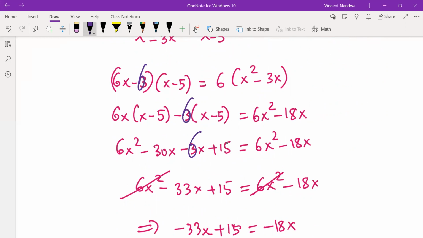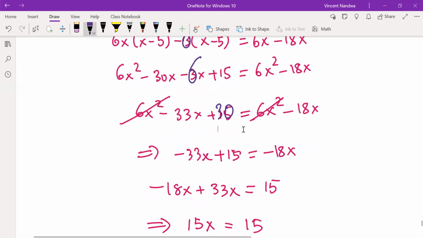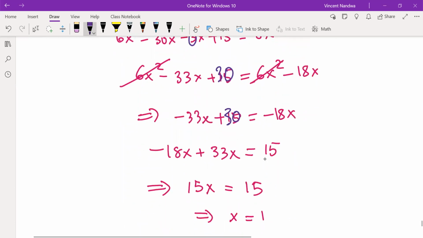And then minus 6 times minus 5 is positive 30. So that will give us positive 30, not 15. So this should be 30. So 6x squared and 6x squared cancel out. So this is 30.